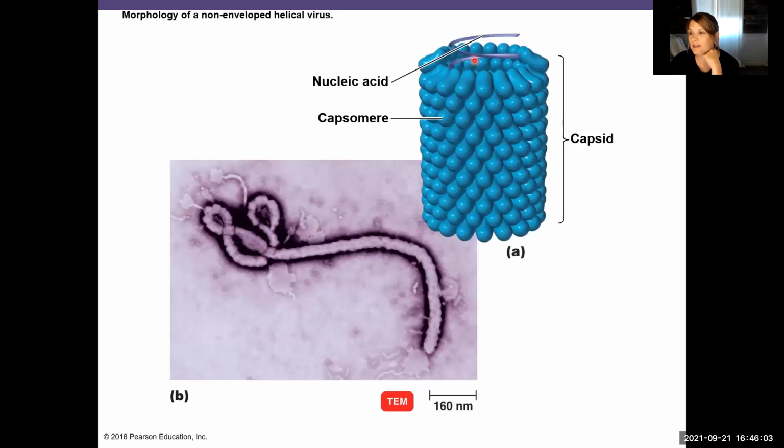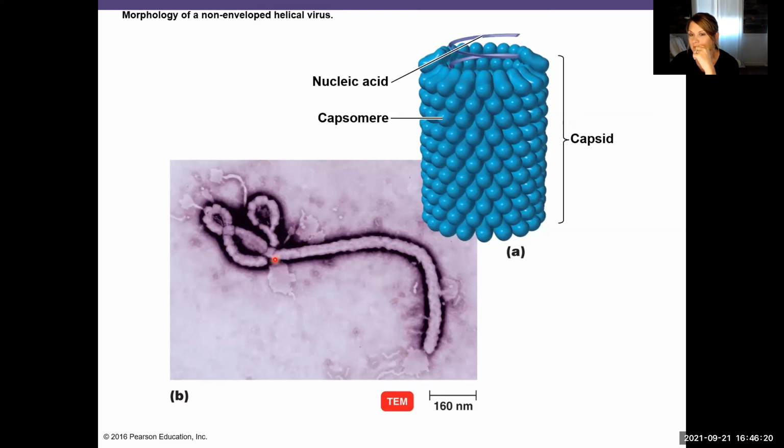Here's a non-enveloped helical virus, just to show you another example. You can see here how the capsid is going to form a helix around the DNA or RNA that's inside. This is actually the Ebola virus. Ebola virus has a very characteristic shape like this.